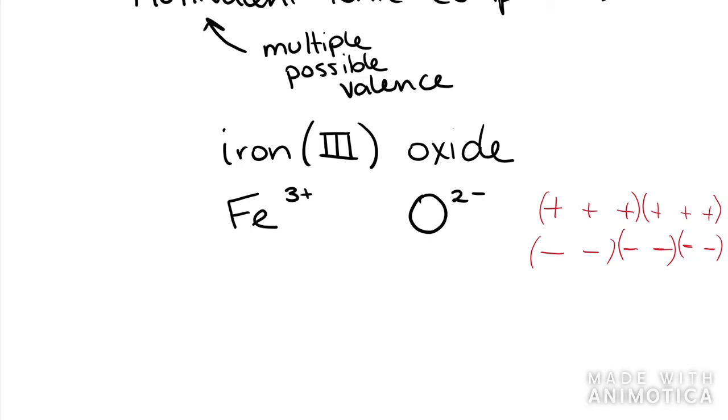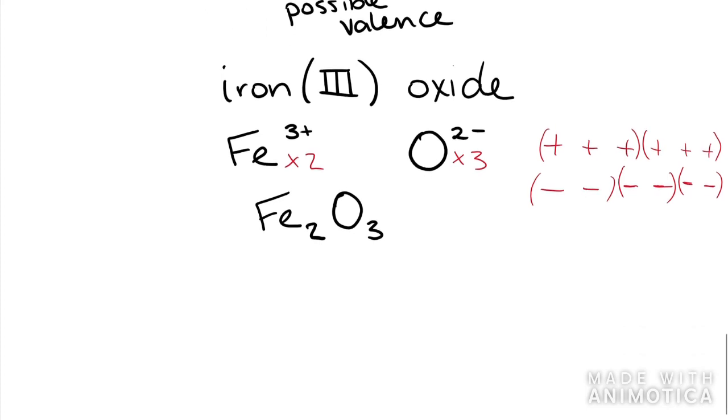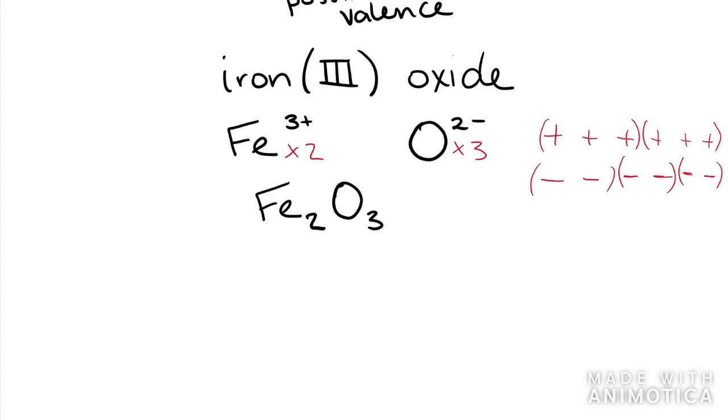So how many irons did we need? Well, we have 2 groups of 3, so we had to multiply that by 2. And how many negatives did we have? Well, we have 3 groups of 2, so we had to multiply this by 3. So when we write it out, it's going to be Fe2O3. So the hardest part about this is remembering that this Roman numeral is giving us the charge.